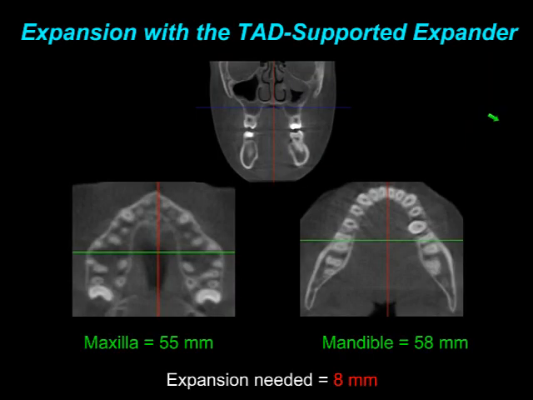So this is what we're typically seeing. Now this is a case of a 15-year-old boy that, using the method that we showed, needed 8 millimeters of expansion.